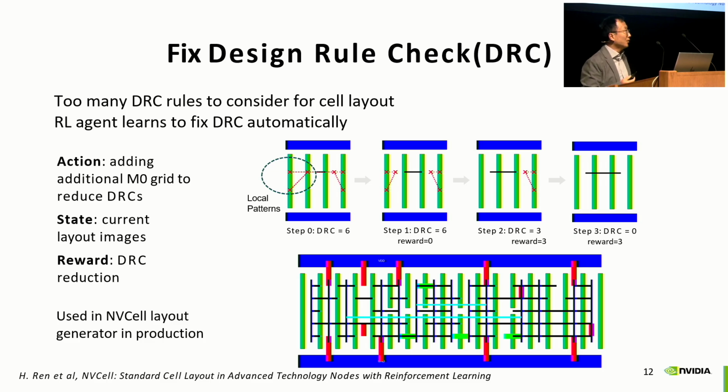The action of the RL agent is to add an additional M0 grid to the layout. The state of the environment is the current layout image, while the reward is the number of DRCs reduced after each episode. As shown in this sequence example, start from 6 DRCs. The RL agent can insert one M0 grid at a time and eventually fix all the DRCs, which receives a total of 6 rewards. This agent model is built on CNN. It can recognize the DRCs and layout patterns.